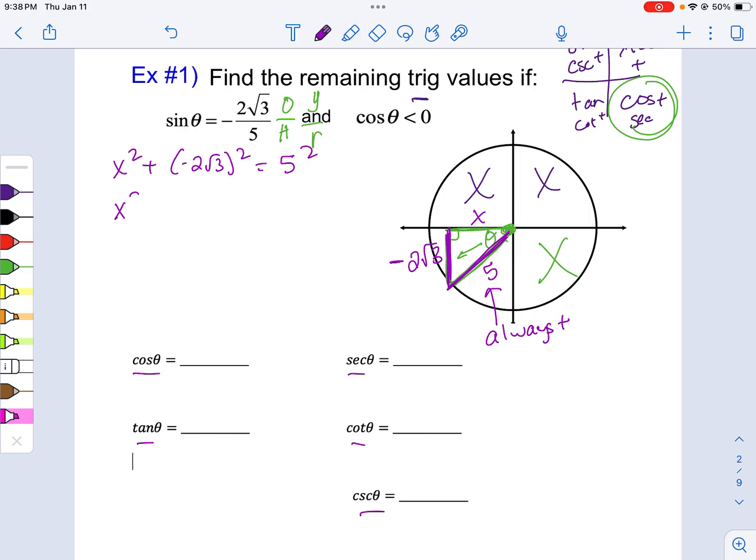All right, so here I've got x squared plus. Now, got to be careful here. I need to take negative 2 root 3 and multiply it by negative 2 root 3. So I've got to multiply the 2's.